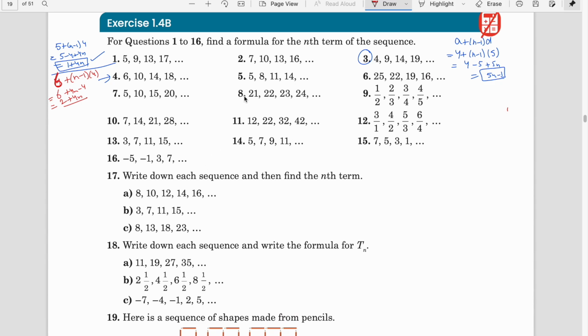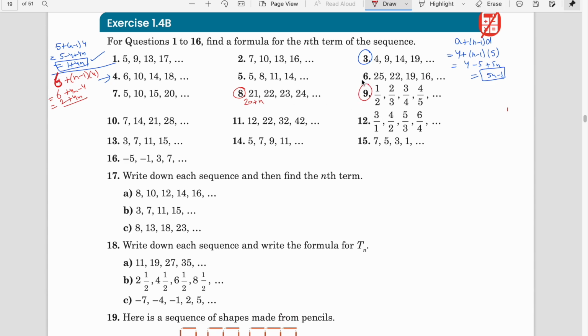Try for question number 8. That's right. This is 20 plus n.